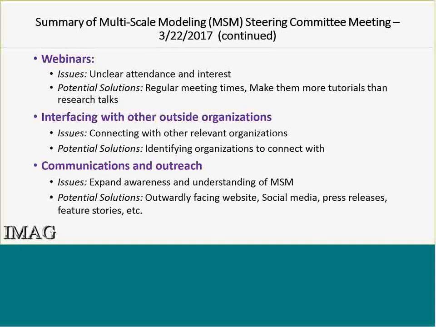And then the sixth issue was communications outreach. So specifically, how do we expand awareness and understanding of multiscale modeling? So this includes amongst different decision makers, amongst other potential funding organizations, and the general public, general media, et cetera. So the potential solutions include constructing a more outwardly facing website. We all know that the wiki is more inward, it's more for the network to communicate with each other, so it's not really designed to interface with the outside public. Secondly, using social media, press releases, feature stories, and other means of getting the word out there about specific research, but also investigators in general and general directions. So those are some of the potential solutions that were offered.